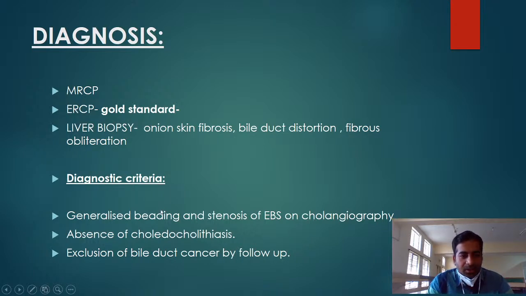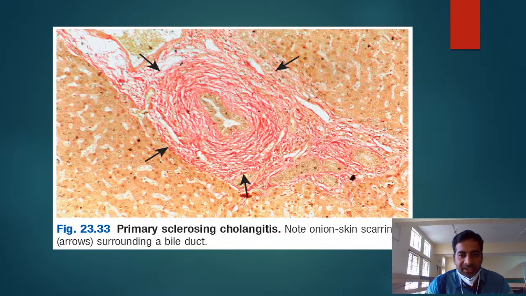Diagnostic criteria: mainly on cholangiography, that is ERCP, you see generalized beading and stenosis of the extrahepatic biliary system. There should be absence of choledocholithiasis, so CBD gallstones should be ruled out, and exclusion of bile duct cancer. These two need to be ruled out. These are the most important differential diagnoses of PSC, primary sclerosing cholangitis: choledocholithiasis and bile duct cancer. So in PSC, this is how onion skin fibrosis looks like.